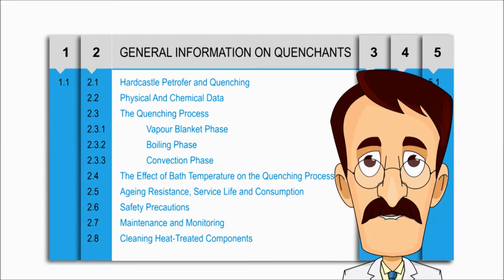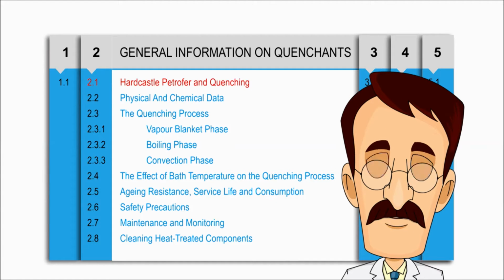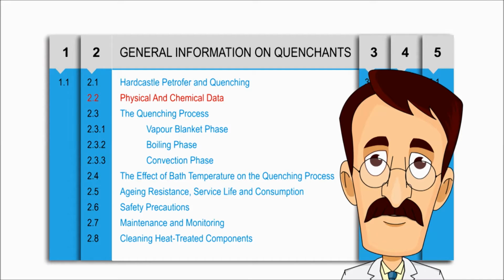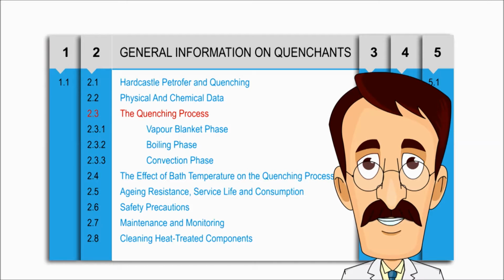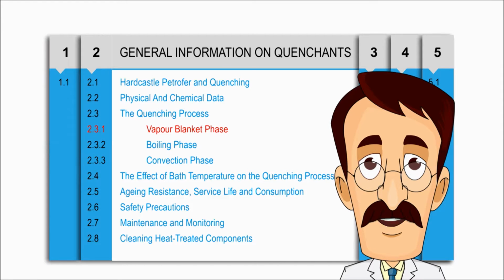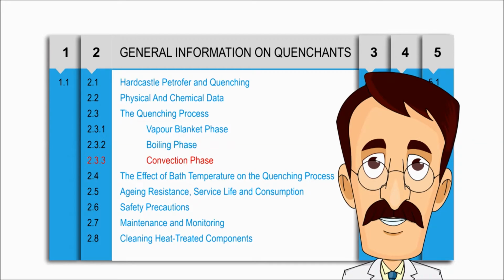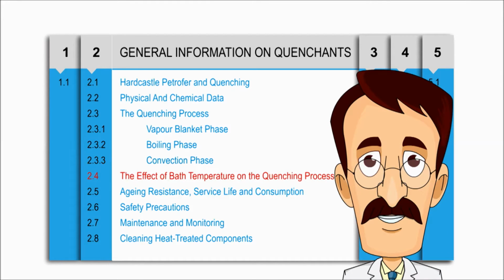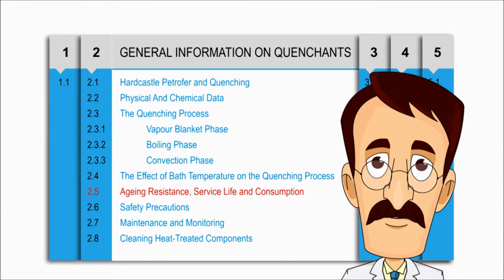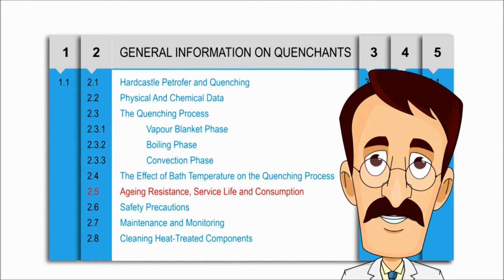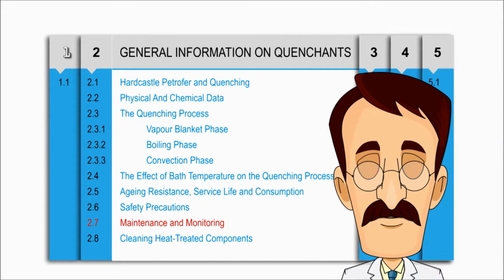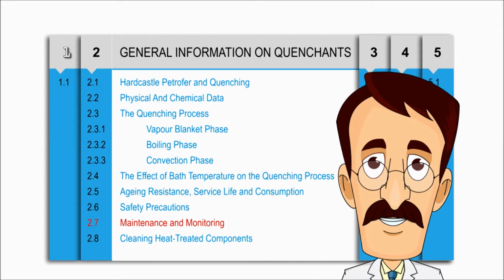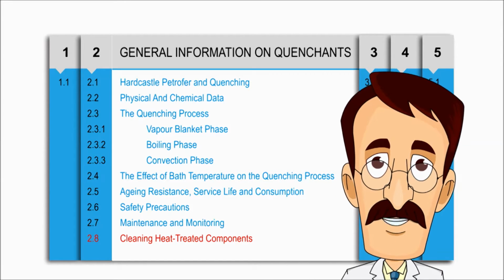Let's have an insight on the various subtopics such as Hardcastle Petrofer and quenching, physical and chemical data of the various quenchants, the quenching process including the vapor blanket phase, the boiling phase, and the convection phase. We will also discuss the effect of bath temperature on the quenching process, aging resistance, service life, and consumption, the safety precautions required, maintenance and monitoring of quenchants, and finally, cleaning heat-treated components.